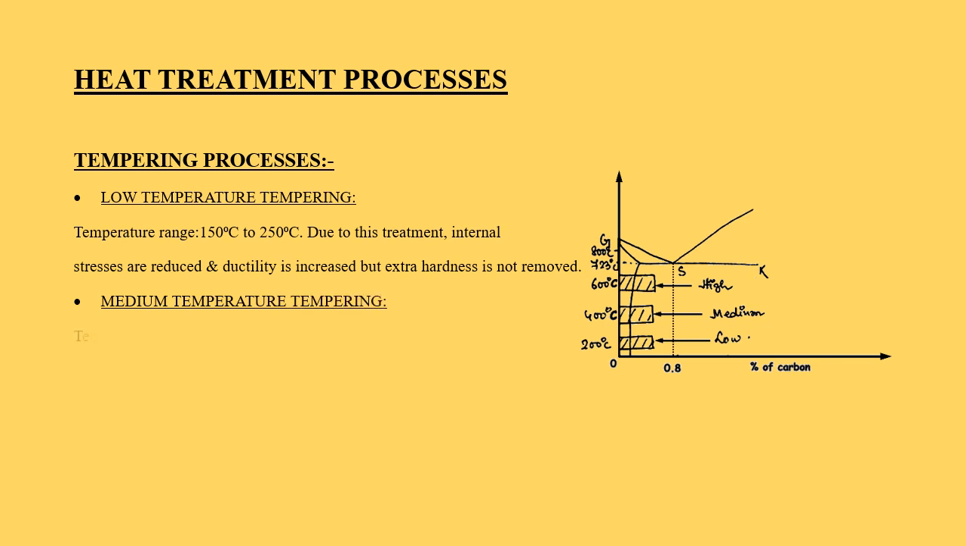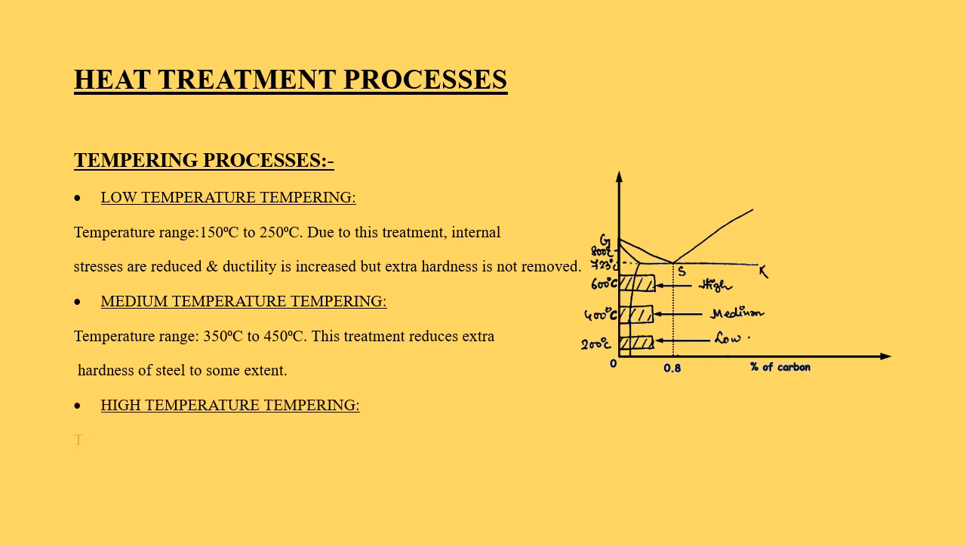During medium temperature tempering, the steel is heated at a temperature range from 350 degrees centigrade to 450 degrees centigrade, and after this treatment the extra hardness of the steel is reduced to some extent. During high temperature tempering, the steel is reheated to a temperature range of 500 to 650 degrees centigrade, and after this treatment the extra hardness in the steel is completely removed.